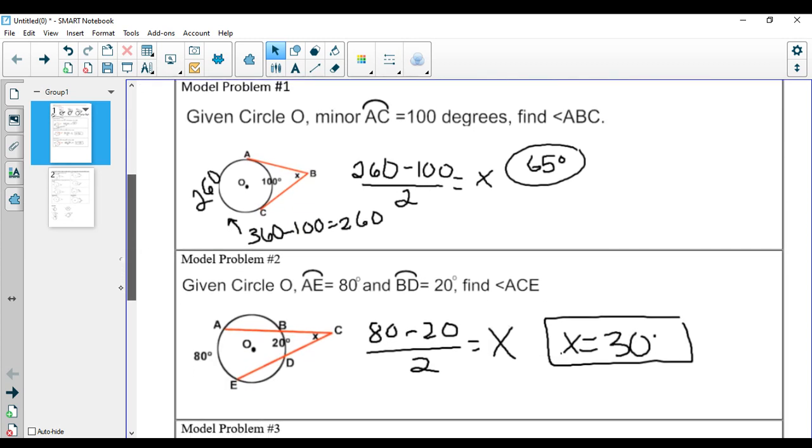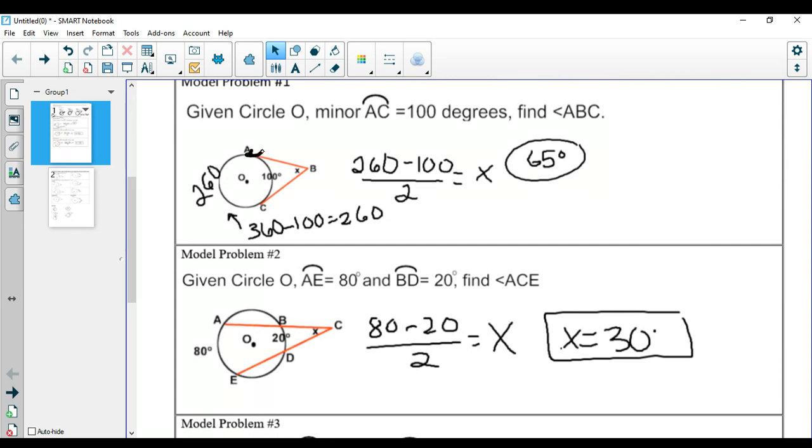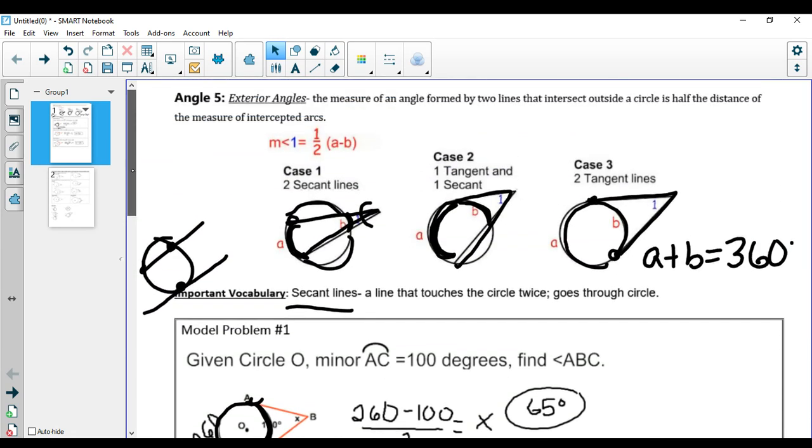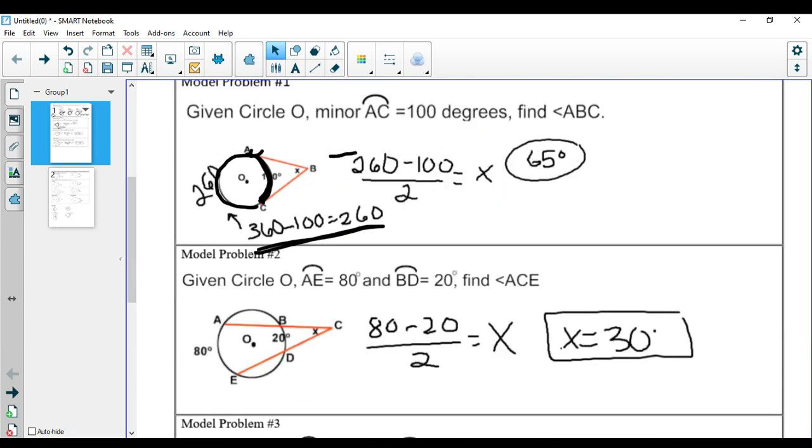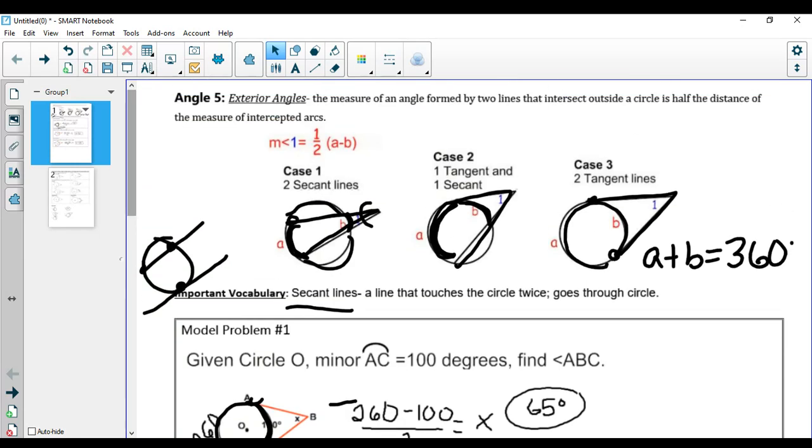All right, so if we look at the first question, it's 2 tangents. They tell you that this is 100. So then you needed to figure out the rest of it by doing 360 minus 100. You would get the bigger arc is 260. Now the formula is you're going to subtract the 2 arcs and then divide by 2.